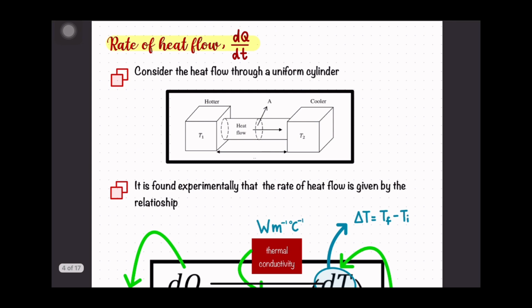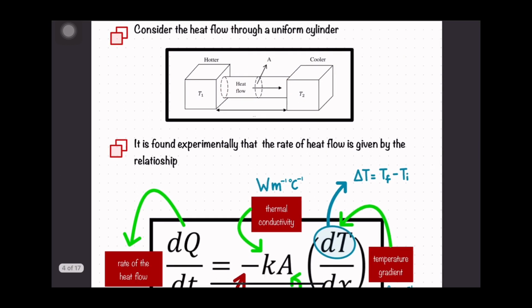Okay, so next adalah rate of heat flow. We call it as dQ per dt. Okay, rate of heat flow maksudnya heat divided by time, change of heat divided by change of time. Okay, consider the heat flow through a uniform cylinder. So, ada hotter plate to the cooler plate. So, kita nak tahu berapa rate of heat flow tu, maksudnya through this surface area. Okay, so it's found experimentally that the rate of heat flow is given by the relationship.